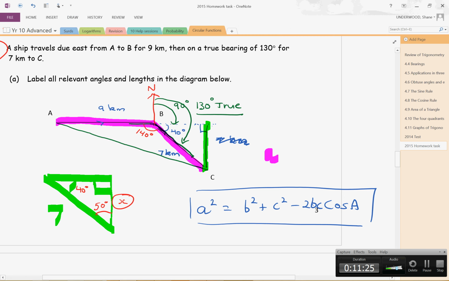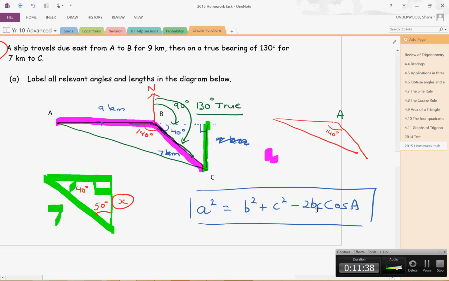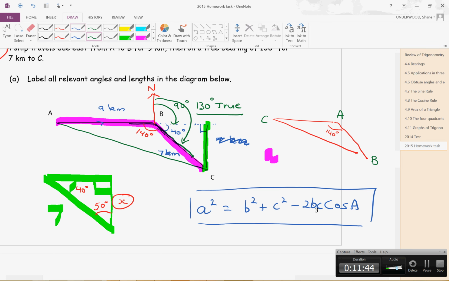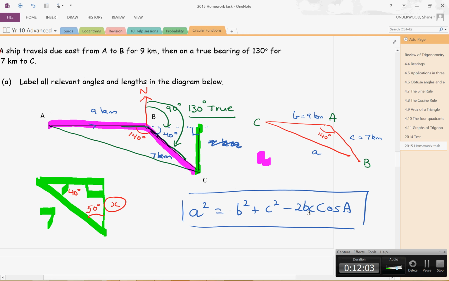So this triangle, I'm going to just draw it over here, 140 degrees here, I'm going to make that angle A. I'm just going to make that angle B and angle C. And once again, that means we don't know what little a is. That's the one we've got to find. We do know that little b is equal to 9 kilometres, and we know that little c is equal to 7 kilometres. And now we can apply the cosine rule.